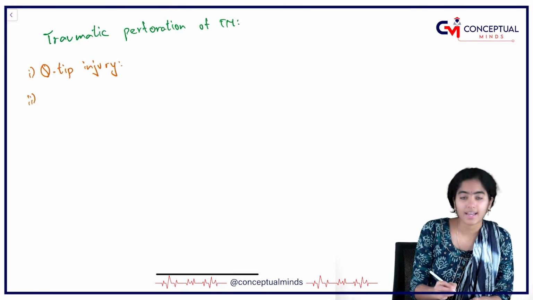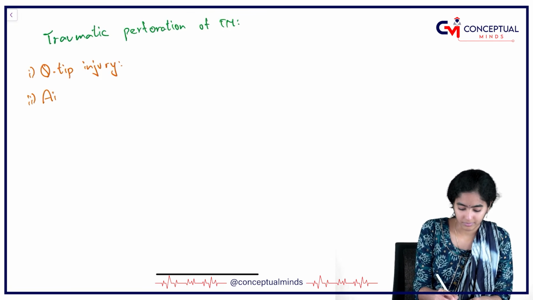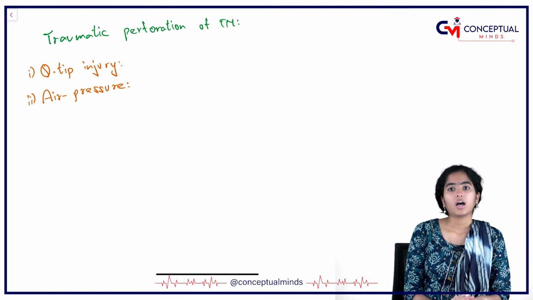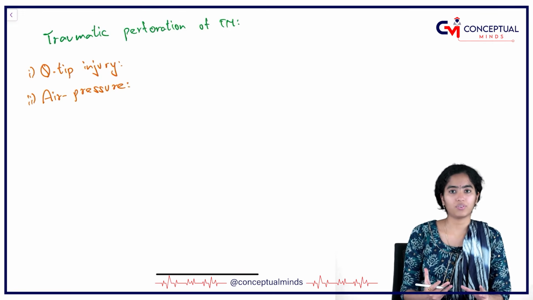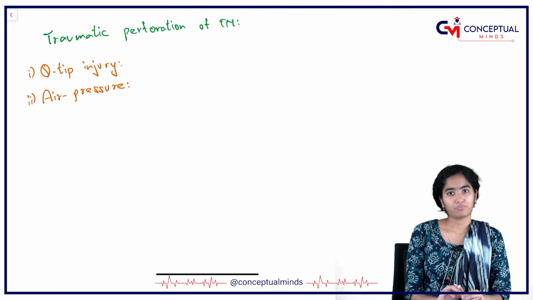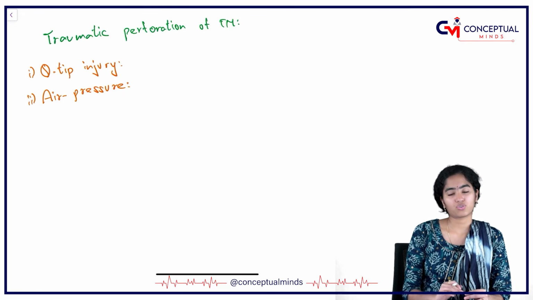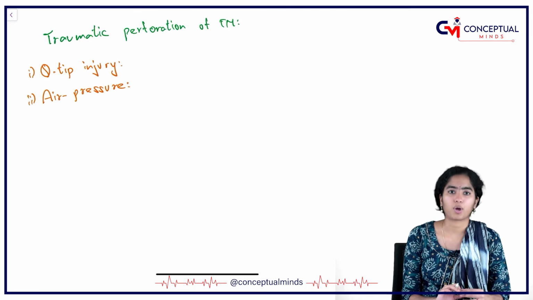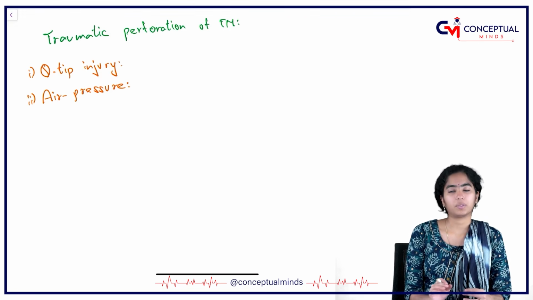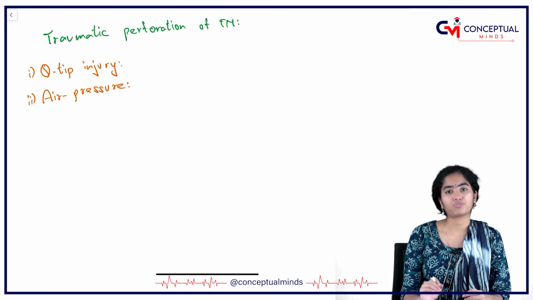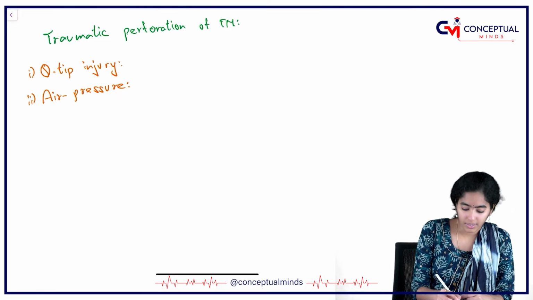Second in this category is air pressure. Air pressure can also lead to perforation. For example, while doing a forceful Valsalva maneuver, and in case of bomb blasts which produce more than 200 decibel sound pressure, and also while traveling in an aircraft that is not pressure adjusted properly. All these causes can result in an increased pressure in the middle ear, which will finally perforate the tympanic membrane. Then, we also have fluid pressure.